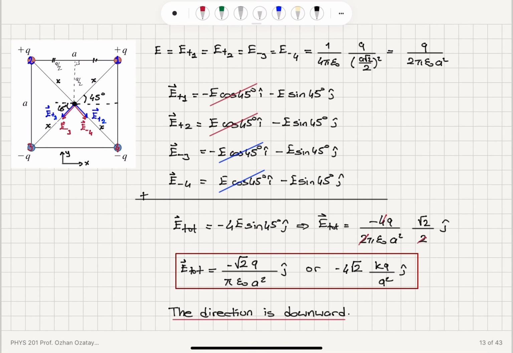So these x components cancel, and e times sine 45 j hat multiplied by 4 and in minus j hat direction gives us minus 4 e sine 45 j hat, and we substitute for e our result here, and we obtain our final answer minus square root 2 q over pi epsilon 0 a squared j hat, and the direction is downward as expected.